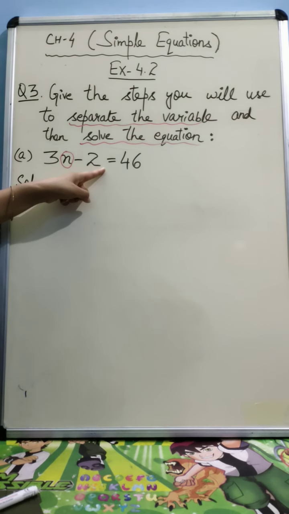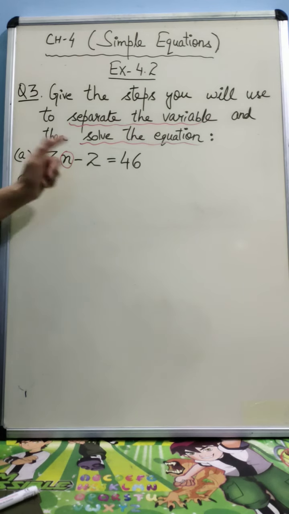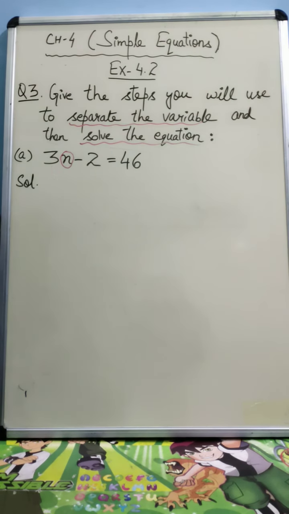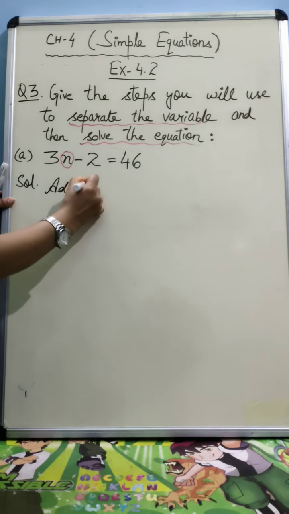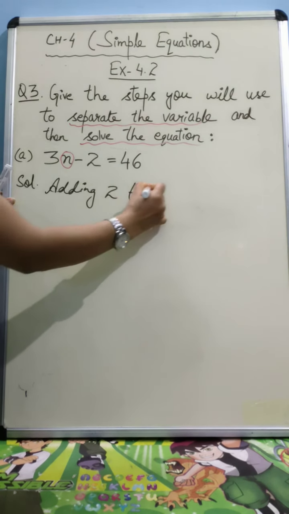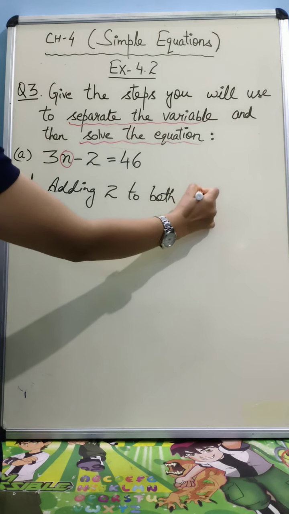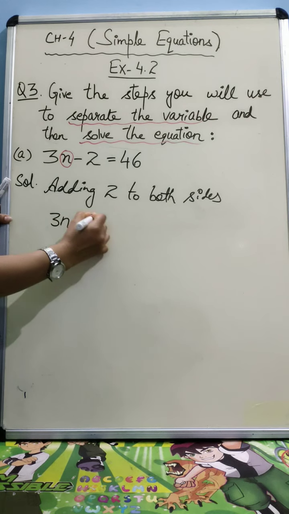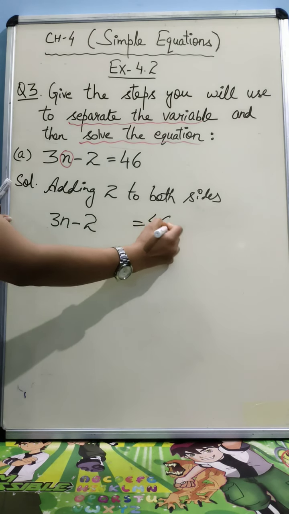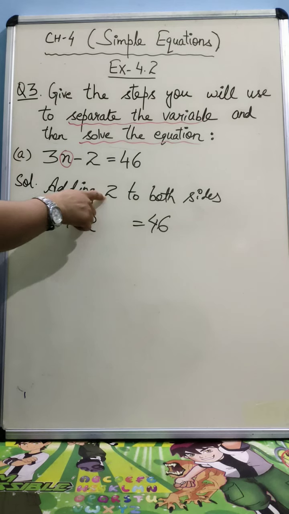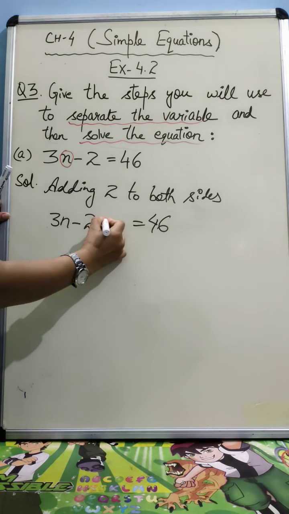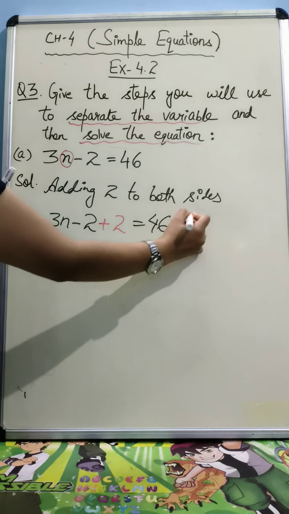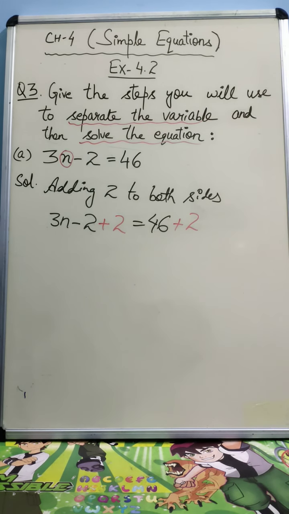If we add 2, then minus 2 and plus 2 will give you 0. Okay, so in this way we can remove. So what we will do is add 2 to both sides. So we will write adding 2 to both sides. Okay, so 3n minus 2 and here we had 46. So what we are doing, adding 2 to both the sides. So plus 2 here and plus 2 to the RHS also.